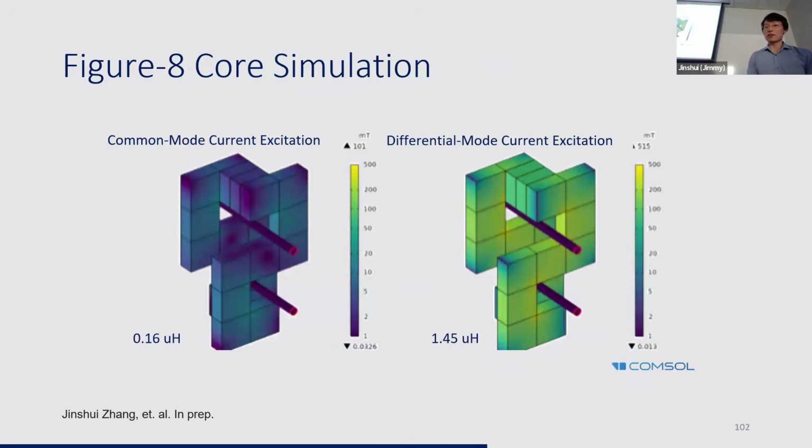And we ran a simple simulation in COMSOL to verify this idea. When the wires carry common mode current, their flux cancels. And the core has a very low magnetic field, so it gives almost no impedance. And when they carry differential mode current, like the one on the right, their flux adds to each other and produces a high magnetic field, and therefore high impedance, around 1.5 microhenry.